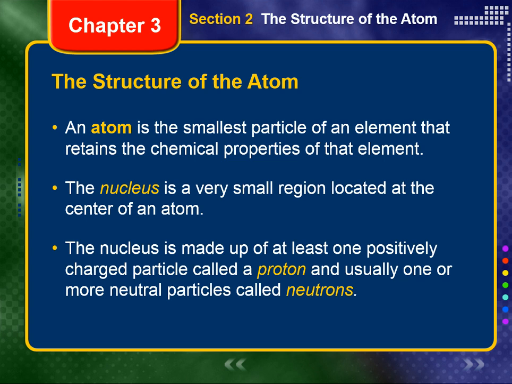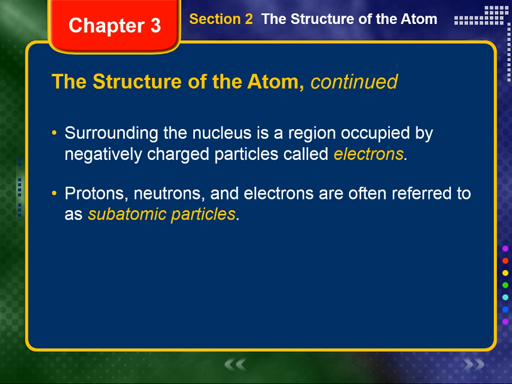The nucleus is a very small region located near the center of an atom. In every atom, the nucleus contains at least one positively charged particle called a proton, and usually one or more neutral particles called neutrons. Surrounding the nucleus is a region occupied by negatively charged particles called electrons. This region is very large compared with the size of the nucleus. Protons, neutrons, and electrons are often referred to as subatomic particles.